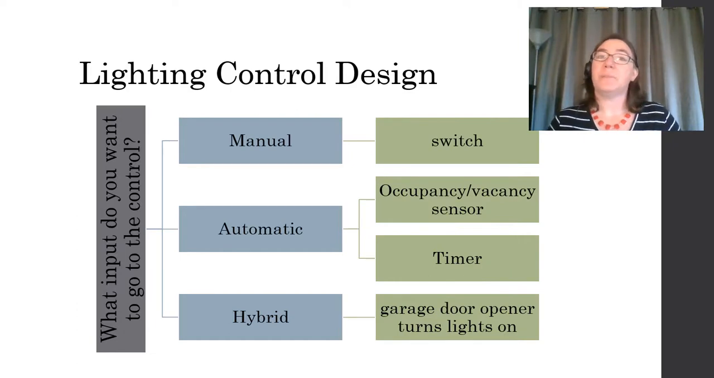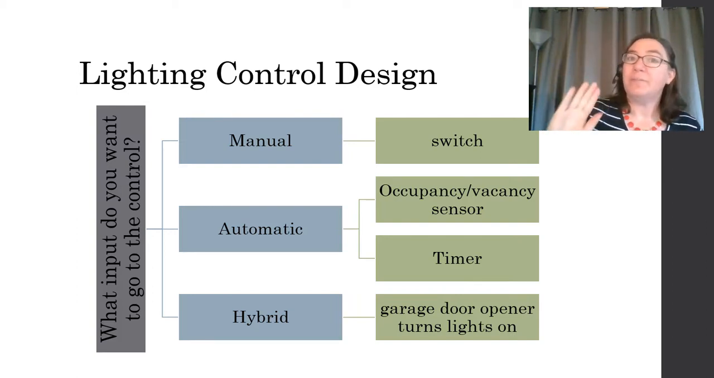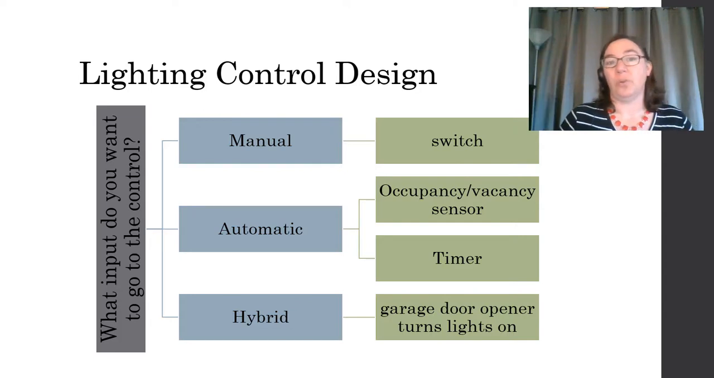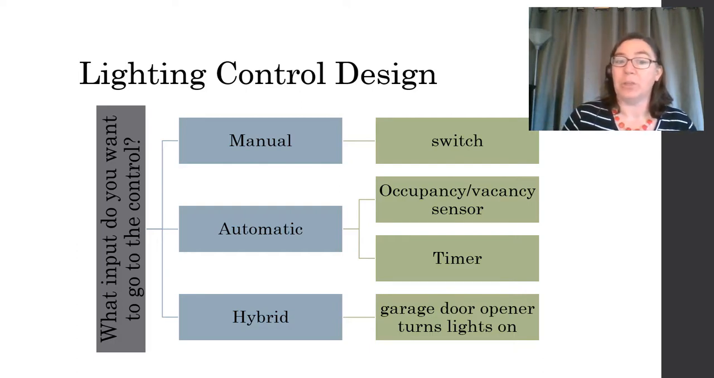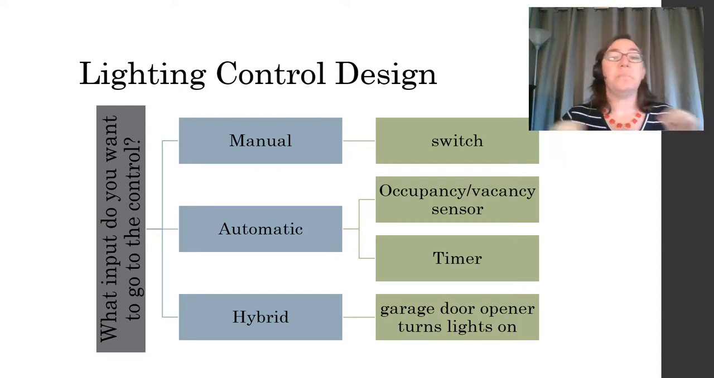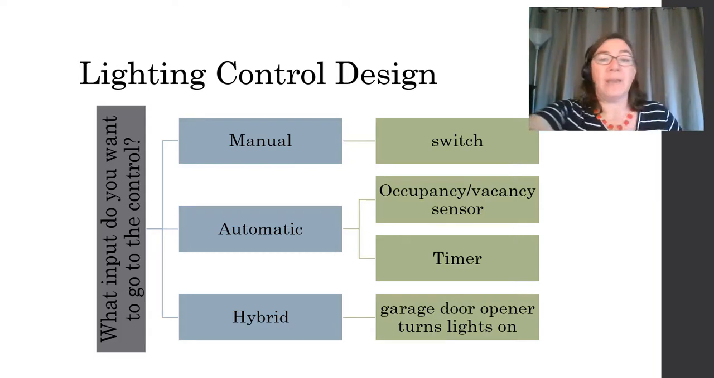Controls have inputs. The one you might be the most familiar with is a manual input control, like a switch. You have to physically touch the switch to control it. They can also be automatic. This could be an occupancy sensor or a timer. Those are automatic operations. Or they could be hybrid. For example, a garage door opener. It was a manual control for the garage door, but then it automatically turns on the light.